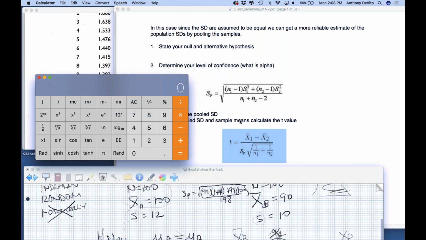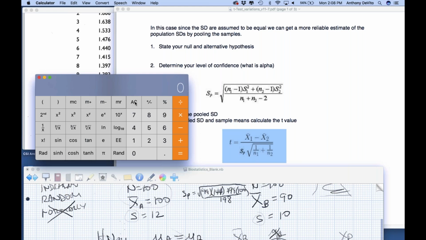I want 12 times 12, the standard deviation squared. The standard deviation of the first sample from the first group was 12, so 12 squared is 144. So 99 times 144, I'm going to put that into memory. Then 99 times 100, as expected, is 9900. I'm going to add that to memory also.